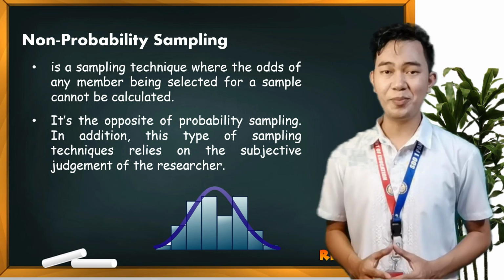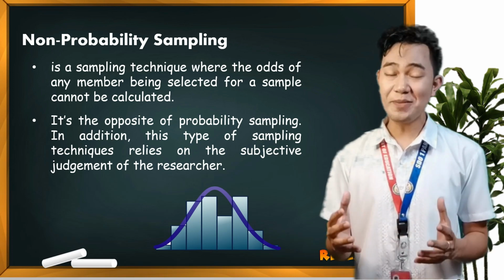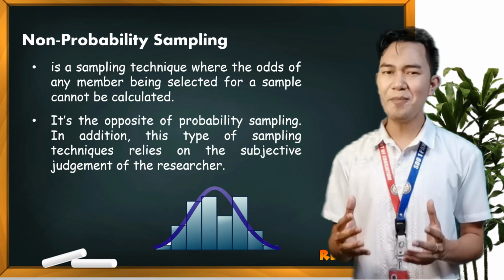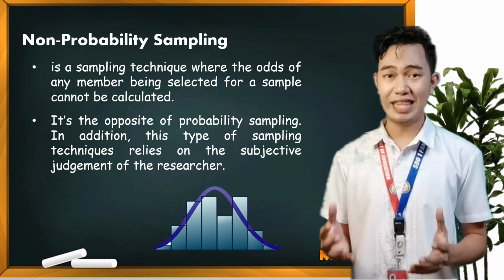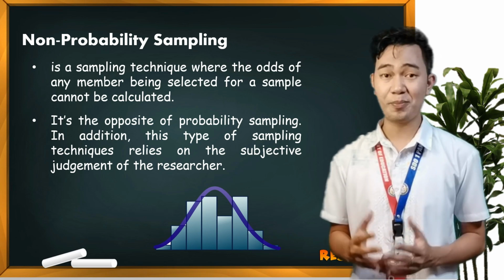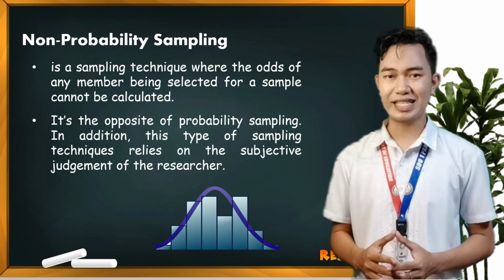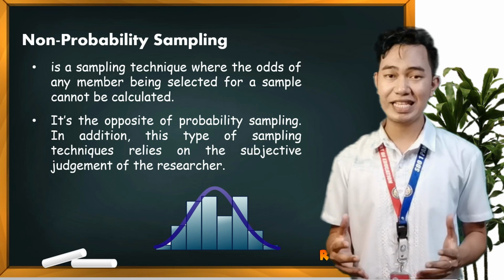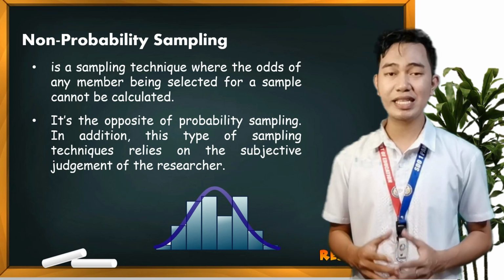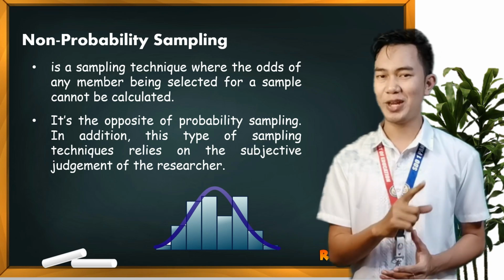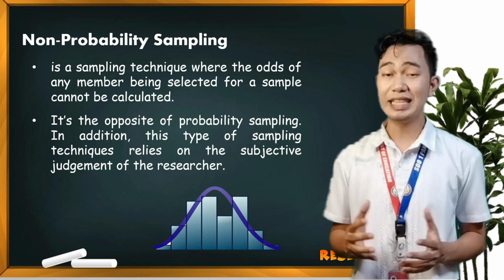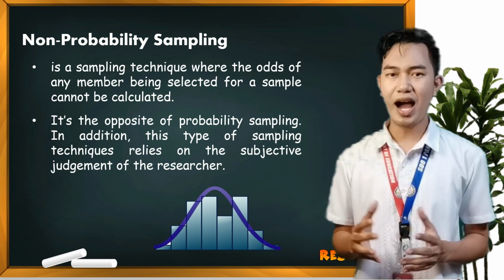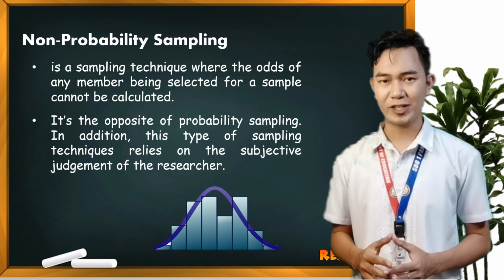Sa paggamit ng non-probability sampling, mas napapadali at napapabilis ang pagpili ng mga respondents dahil nakabase lamang ito sa preference or convenience ng researcher. Kaya nga minsan, ang tawag nila dito ay bias sampling dahil sa pagiging subjective nature nito. Pero, hindi nangangahulugan na hindi na magiging reliable ang result ng ating data collection.